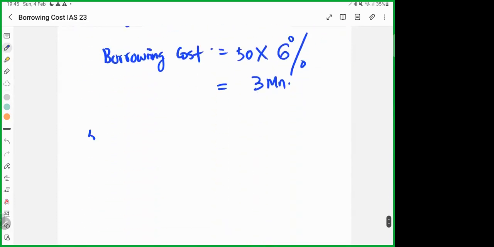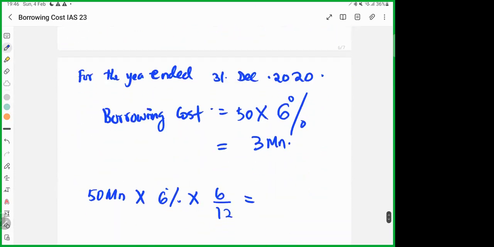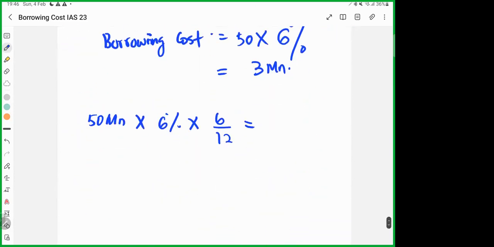So 50 million into 6% into 6 over 12. Correct? Yes. So how much will be the calculation?